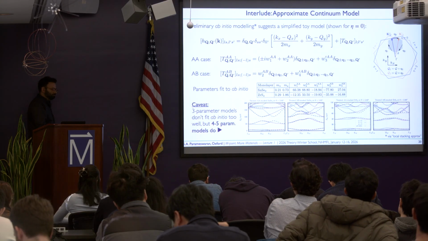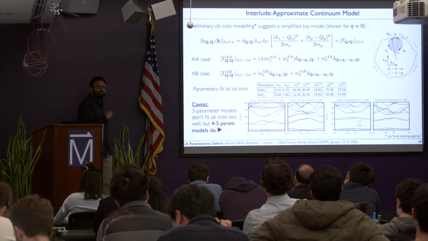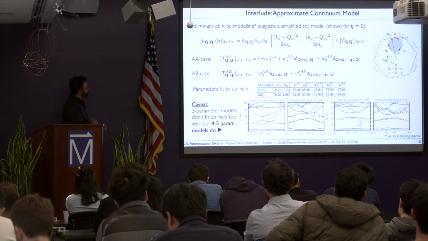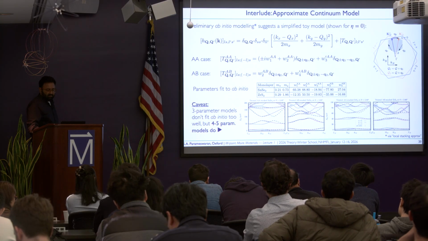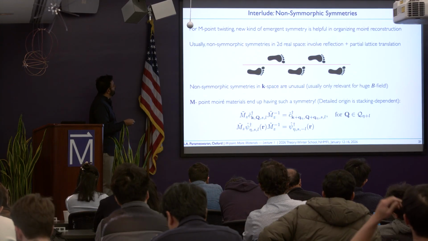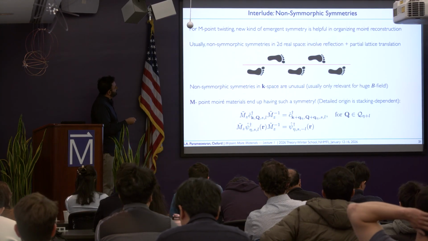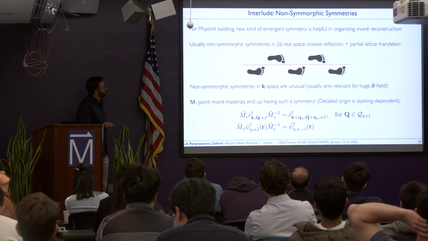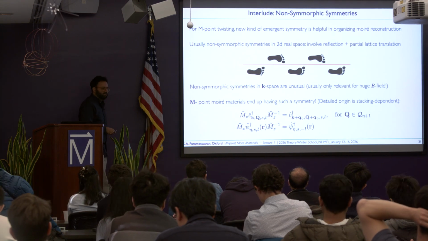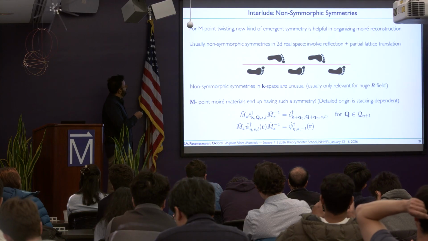Okay? So I just want to now say a few qualitative things about the important symmetries that play a role in this problem. It turns out, rather surprisingly to me, who had thought about this for a long time but never thought I'd see it in momentum space, that for M-point twisting, a new kind of emergent symmetry is important in organizing moiré reconstruction, something called a non-symmorphic symmetry. Let me say a little bit about it.